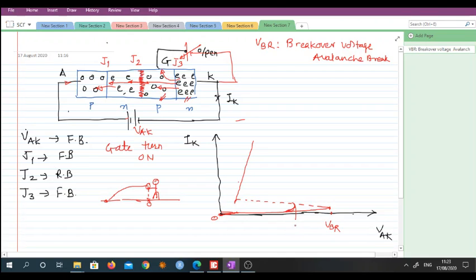Okay, so you observe that by applying a gate, the breakover voltage will get reduced. Okay, and this, let me denote it by Ig1.